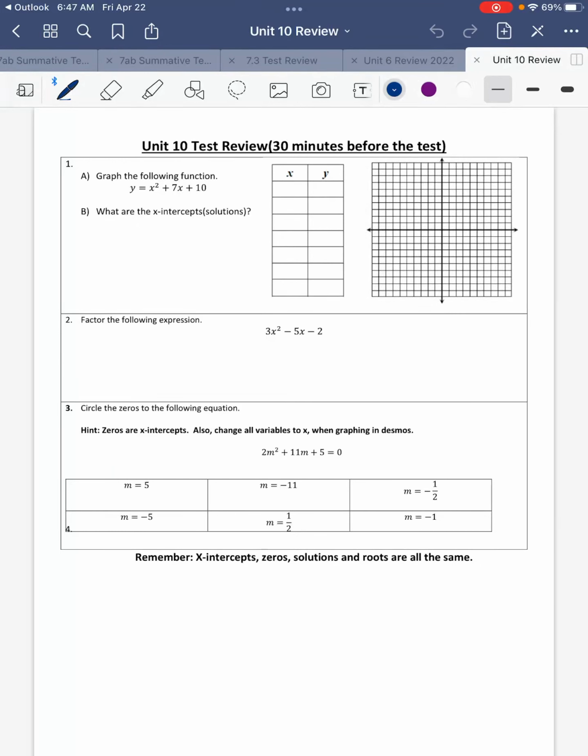All right, let's take a look at the Unit 10 test review. So we'll quickly do these three problems. You're going to see these very same problems, very similar to problems on the test. So if you really know these three, you will do very, very well on the test. So let's take a look at them.